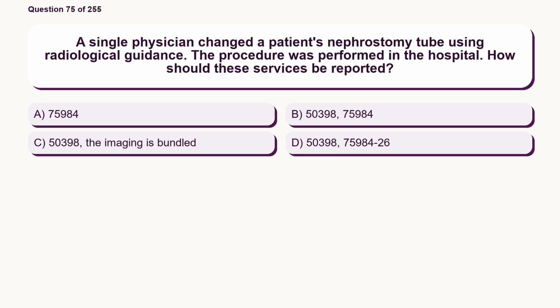A single physician changed a patient's nephrostomy tube using radiological guidance. The procedure was performed in the hospital. How should these services be reported? Option A, 75984. Option B, 50398, 75984. Option C, 50398, the imaging is bundled.